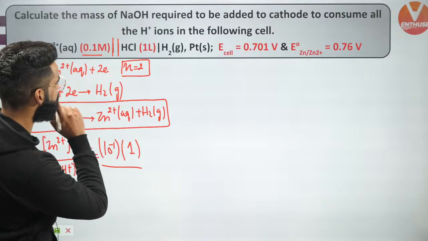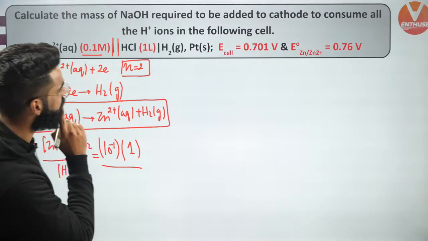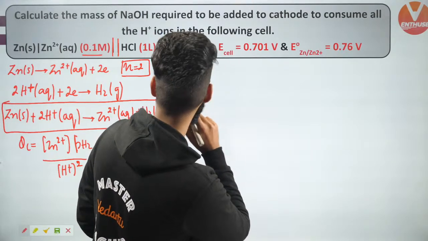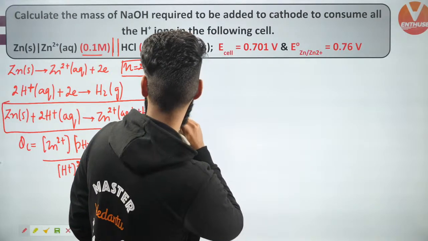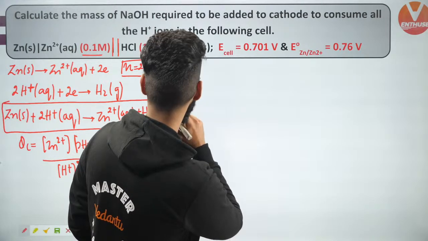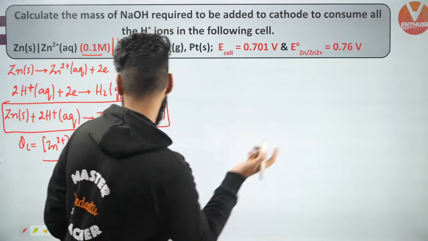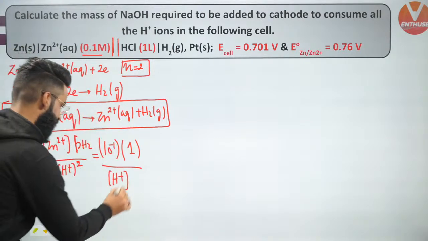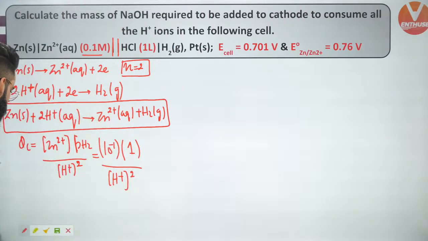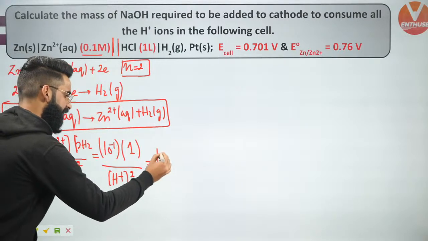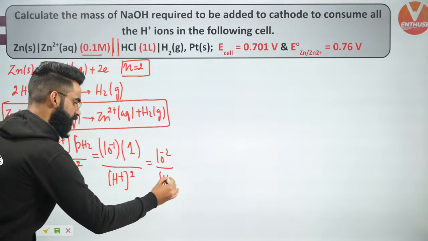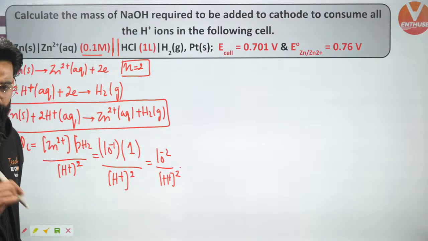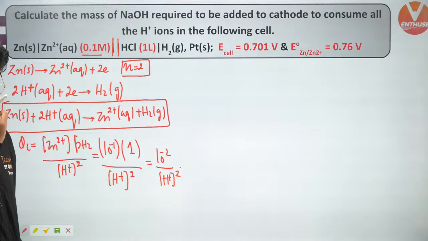Is the H+ concentration given to me? There is something missing in the equation. Okay, no, it's perfect. The H+ concentration I'm going to write as such, squared. So the Qc value I got as 10^-1 divided by the concentration of H+ squared. Correct? Now guys, how to approach this sort of question after this?